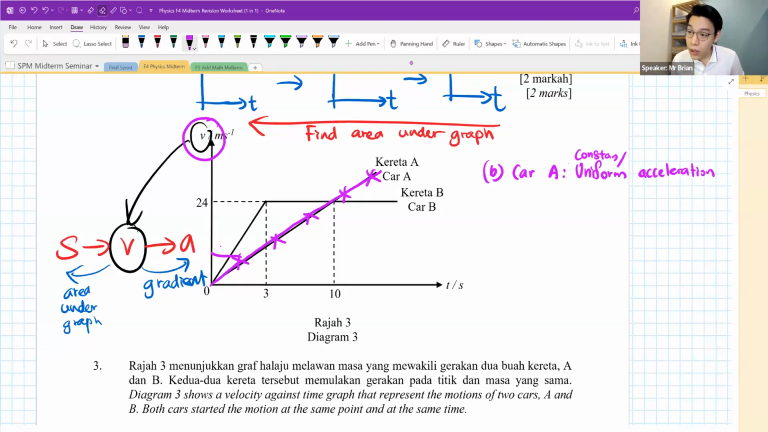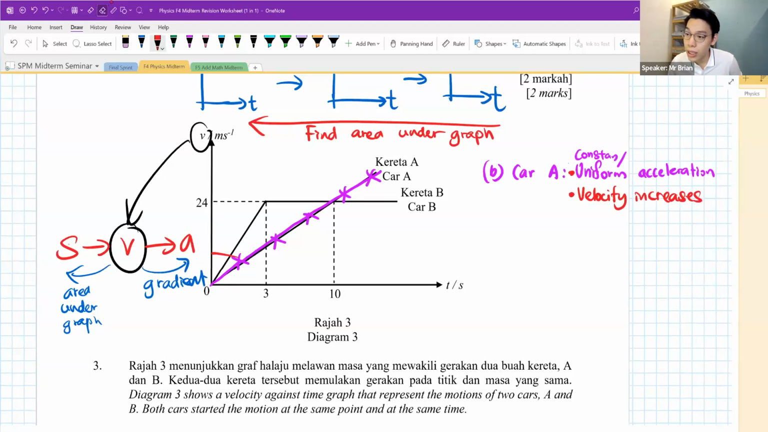But the speed keeps on changing. At first it is 5, let's say, and then becomes 10. You see, the V keeps on changing, so it cannot be constant velocity. It is uniform acceleration, or the simpler version, you go and say velocity increases.